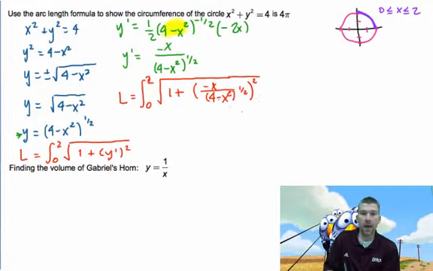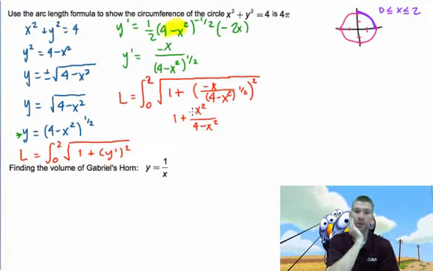Okay, go ahead and simplify this one step. This would be 1 plus, and then negative x squared is positive x squared. And the square root of 4 minus x squared squared is 4 minus x squared. So I wind up with this fraction right here.